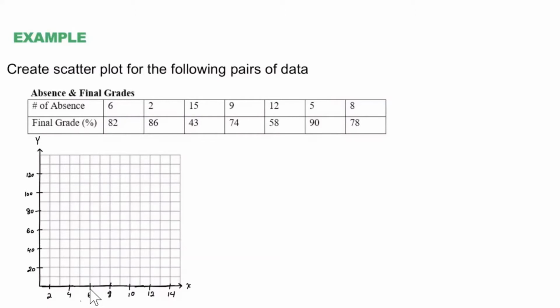So it should be, hold on one second, 6 and 82. Look at that. Is that the point, 6 and 82? When it is 6 and it's above 82, that is the first point, 6 comma 82.